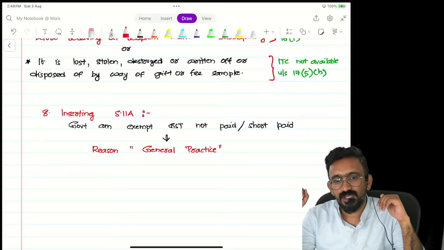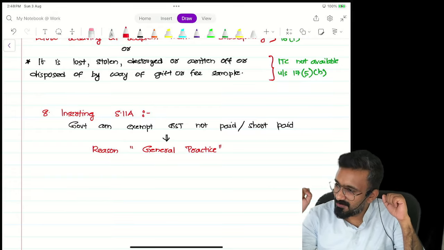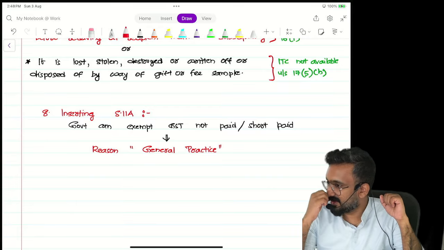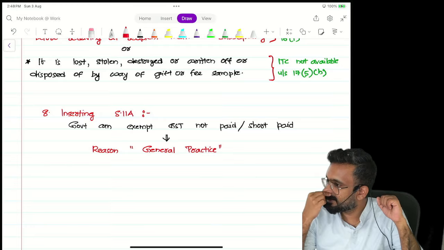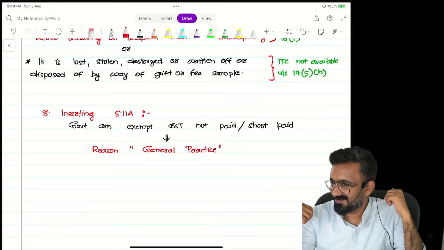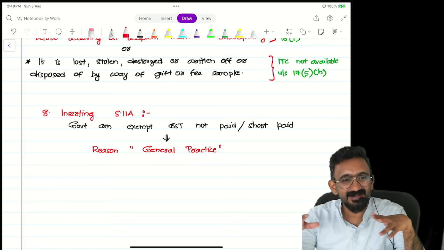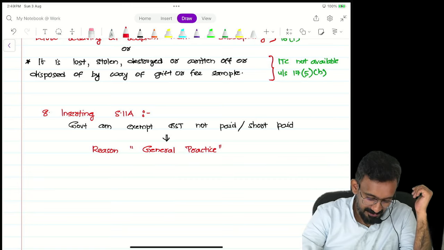What if you did not bother about general practice? You're over-conscious and said, I'll anyway pay GST. Now they're giving exemption because of general practice, but you already paid, taking extra care. Will you get a refund of it? No, that's gone. If you have not paid, government can give you exemption. There's no refund provision on it.